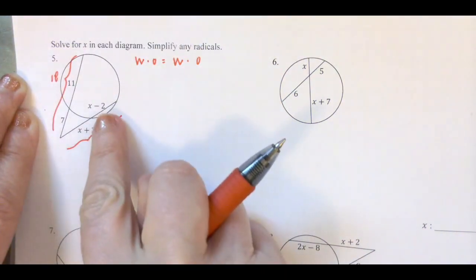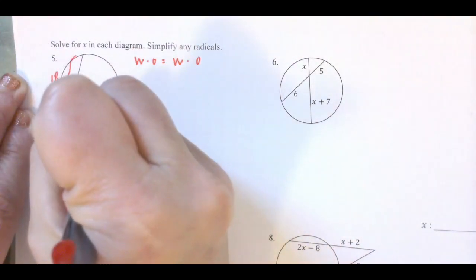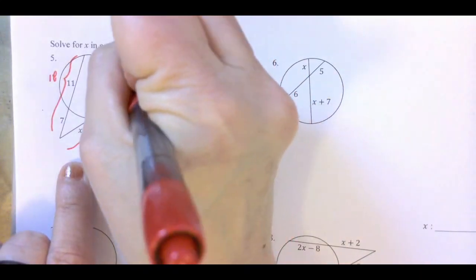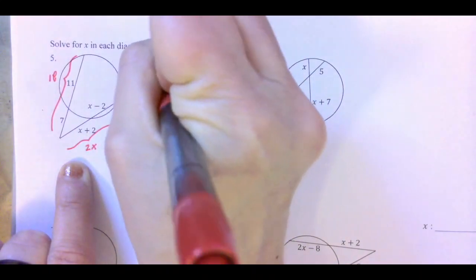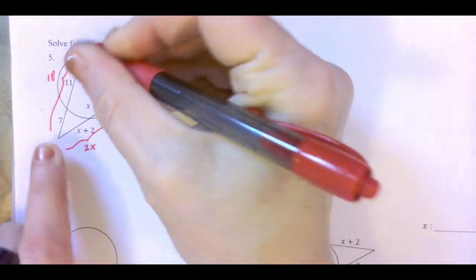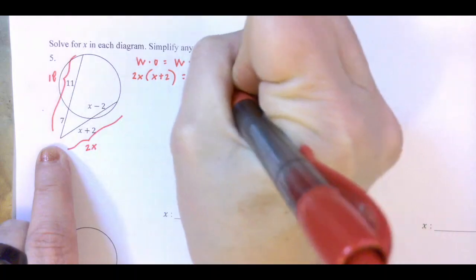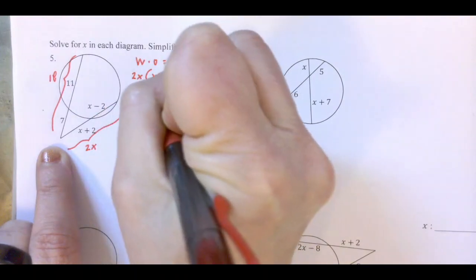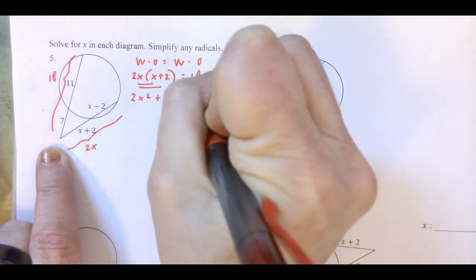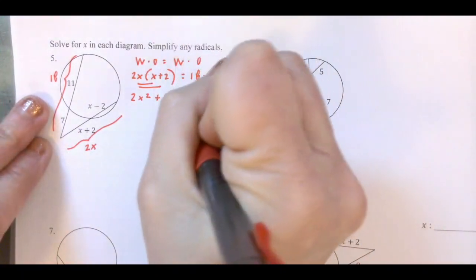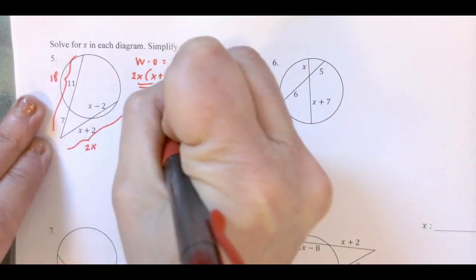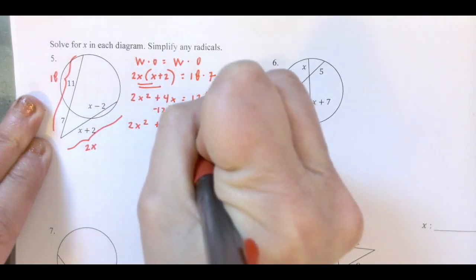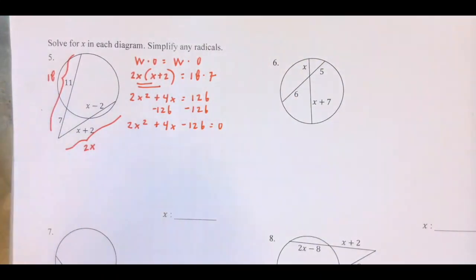And if I add x plus 2 and x minus 2, I really just get 2x, right? 2 minus 2 is 0. So my whole is, let's say I start here, 2x. The outside is x plus 2 equals, the whole here is 18. The outside is 7. So if I distribute that 2x, I get 2x squared plus 4x equals 126. I'm going to subtract that 126 from both sides. I want my equation to be set equal to 0. And then I'm hopeful that I can factor it and then solve.